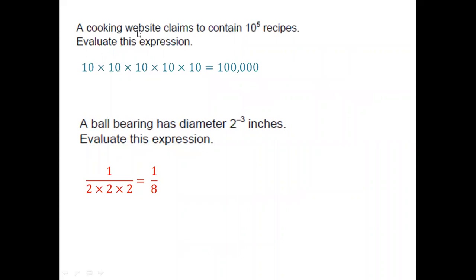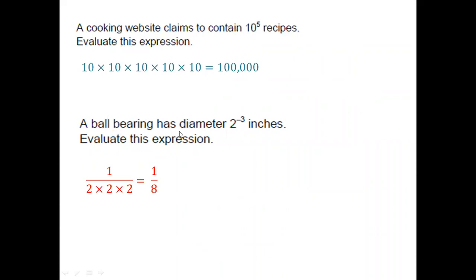Okay, now these are the last two problems. A cooking website claims to contain 10 to the power of 5 recipes. Evaluate this expression. Here again, notice that it is not in negative form. It is in a normal form, which means we are not going to write it as a fraction. So you're going to multiply 10 five times. That will give you 100,000.